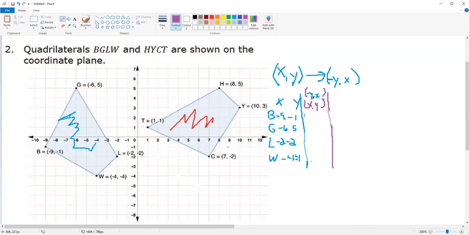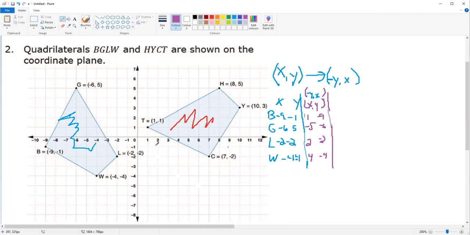Okay, so the x's are drawn from the negative y coordinate. So this is 1, -5, 2, and 4, because the x is drawn from the opposite of y, and then the y is just drawn from the x's. So this is -9, 6, -6, -2, and -4, -4. So let's plot those now.